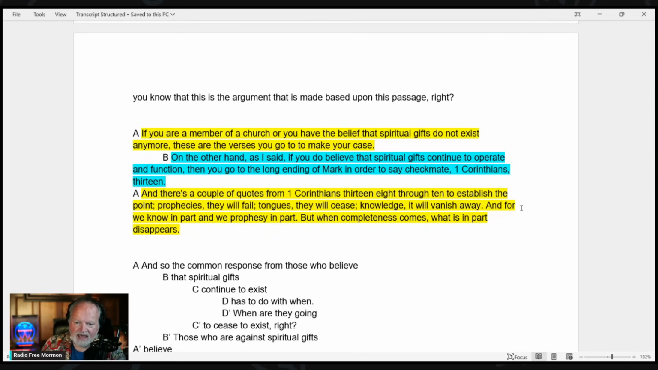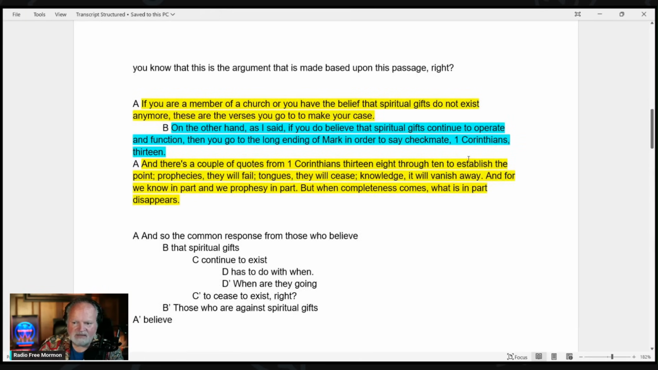Yellow, A. If you are a member of a church or you have the belief that spiritual gifts do not exist anymore, right? Remember, that's the yellow. Then it goes to blue, B. On the other hand, as I said, if you do believe that spiritual gifts continue to operate and function, and then A, and there's a couple of quotes from 1 Corinthians 13, 8 through 10 to establish the point, prophecies, they will fail, tongues, they will cease. And that is a match to the first A above.